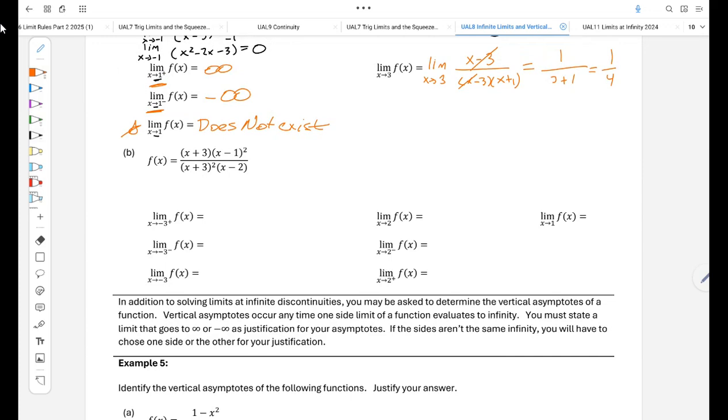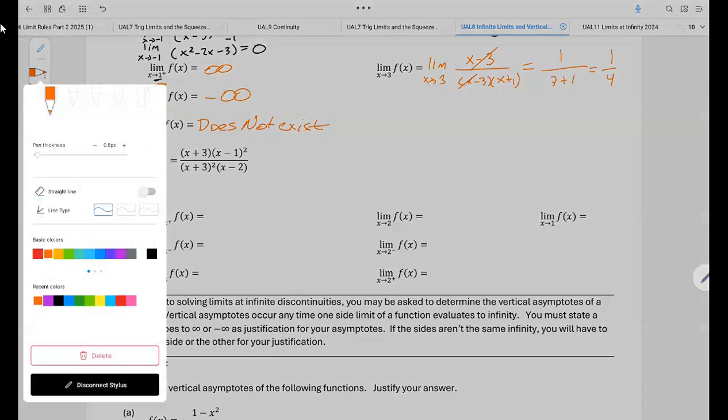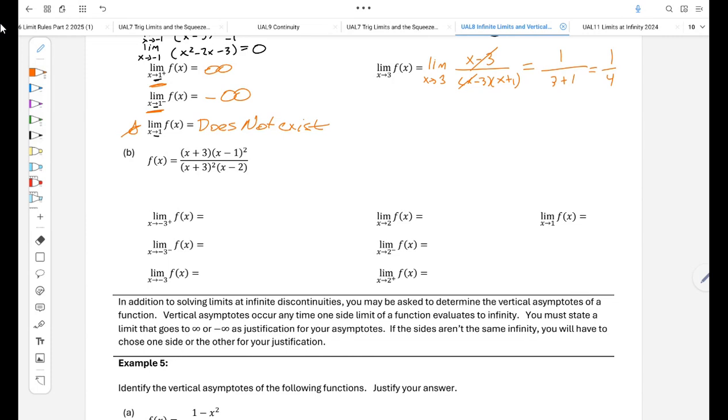But let's take a look at letter B first. It's in factored form because there's a couple points I want to make with this as far as making our sign charts. So we have our function f of x. It is made up of x plus 3 times x minus 1 squared. And then we've got another x plus 3, but squared, in the denominator and x minus 2. When we go to find these limits, when we go to cancel, what's going to happen here is even though x plus 3 is a factor that cancels, when we cancel it, it's not going to completely be out of the denominator.